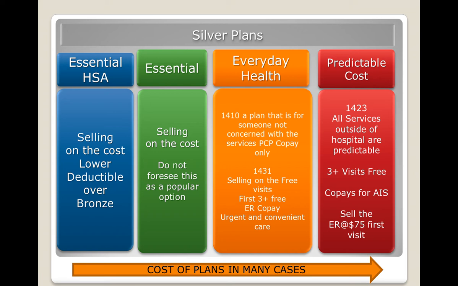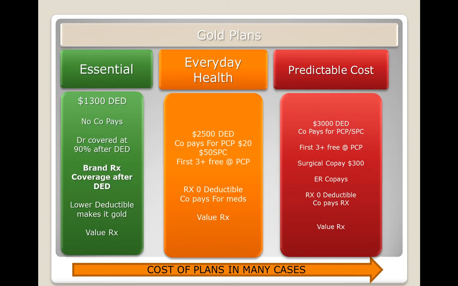Predictable cost, I usually advise that for kids. It's going to be copays for advanced imaging, copays for all your doctor visits. In addition to that, really it works like a 533 does today. Now, with our gold plans, we have essential, we have our everyday health, and our predictable cost. You're going to have a surgical copay on the predictable cost.